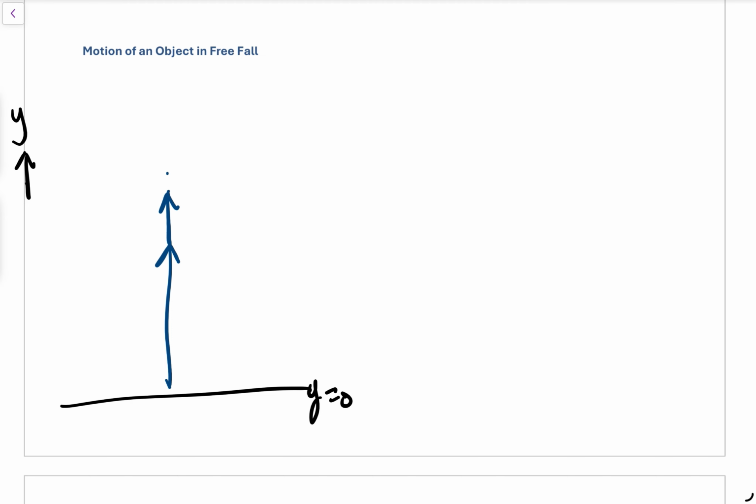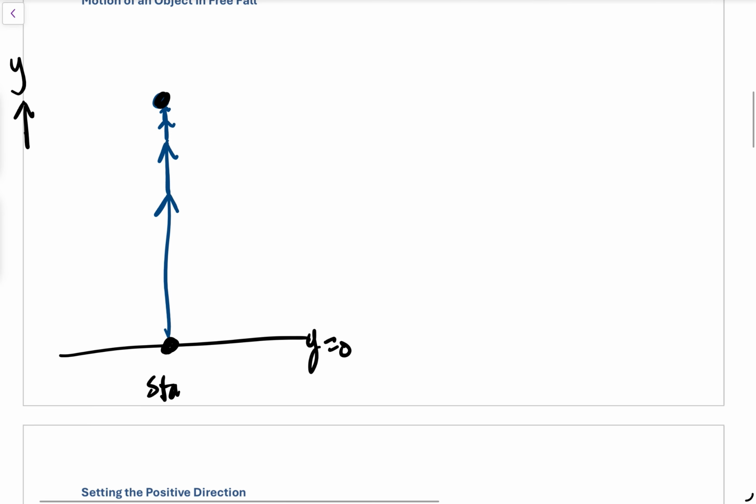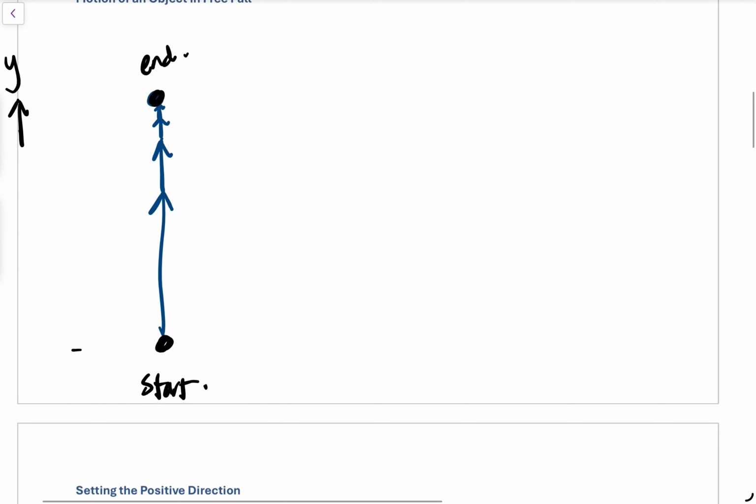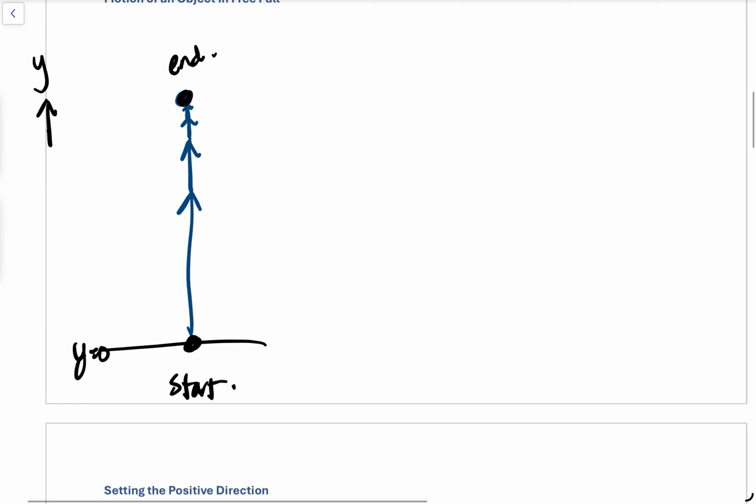So if I throw something up that is in free fall, it is going to have a motion that looks something like this. So this would be my start down here, and this would be my end. It is going to be constant acceleration. So that's what we're doing when we're modeling this in free fall motion. I'm going to say y is equal to 0. So I'm going to say this is position 1 and this is position 2.